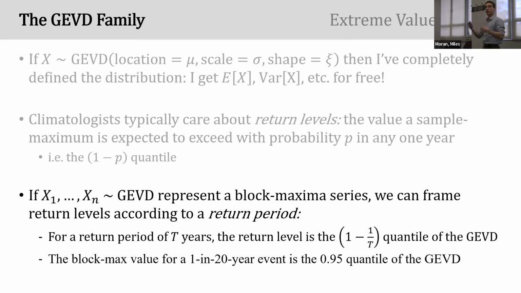And so typically, if we have multiple of these block maxima, and they represent a block maxima series, we can frame return levels according to a return period, which is typically more digestible for non-statisticians. And so we can relate the return period and the return level in this way. So if we have a return period of t years, which is fixed, I get to choose it, then the return level is the 1 minus 1 over t quantile of the GEVD. So for example, the block maximum value for a 1 in 20 year event is just the 95th percentile or 0.95 quantile of the GEVD.